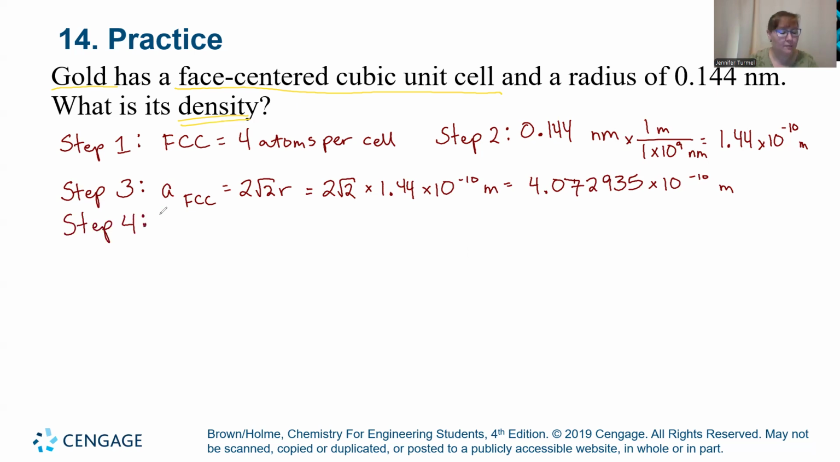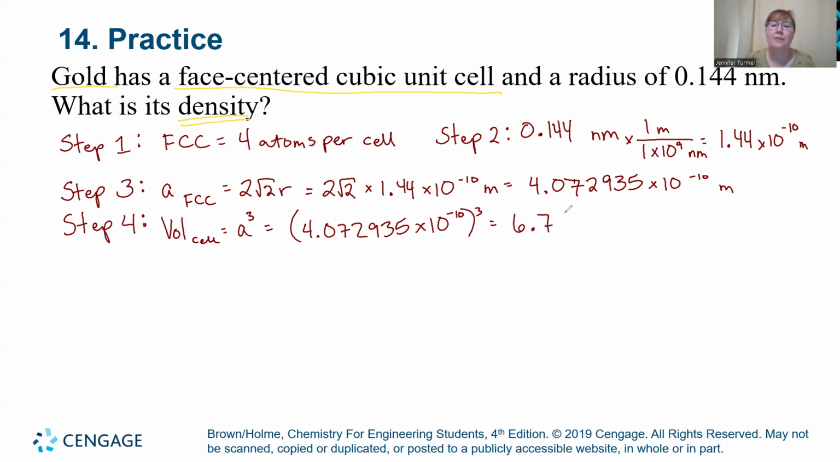My step 4 is to find the volume of my unit cell. So the volume of my cell is going to be equal to a cubed. So that's going to be equal to 4.072935 times 10 to the negative 10th, cubed, which is going to give me 6.7565 times 10 to the negative 29th meters cubed.